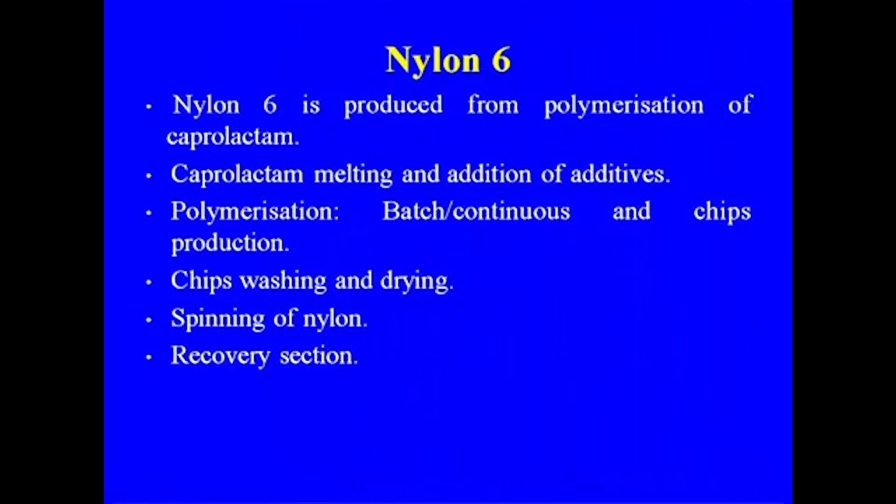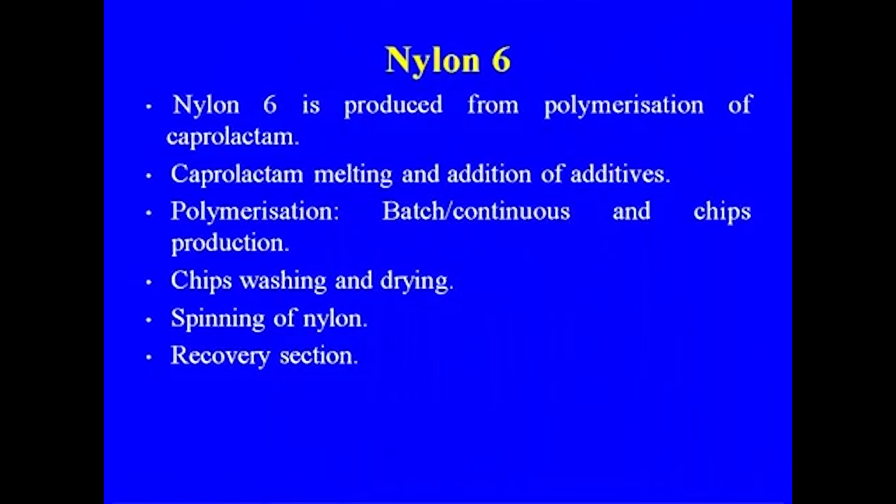Now after getting the caprolactam, the next section in the nylon 6 preparation is the polymerization of the caprolactam. So nylon 6 is produced from polymerization of the caprolactam. The process consists of caprolactam melting and addition of additives, polymerization, batch or continuous, and fine chips production, because after the polymerization we are getting the nylon chips.